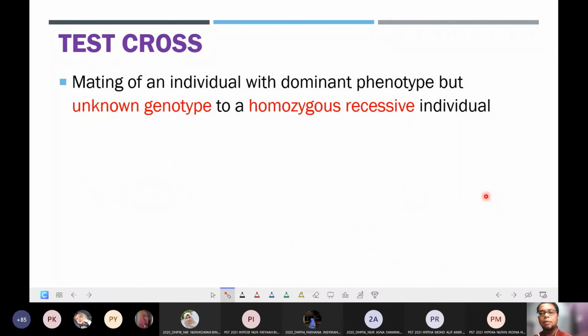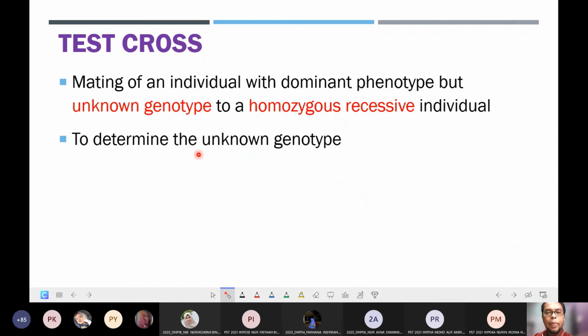Okay, there is another term that we need to know, and that will be the term known as test cross. So what is a test cross? A test cross is the mating of an individual with a dominant phenotype but with unknown genotype to a homozygous recessive individual. Okay, so why do we need to do this test cross?